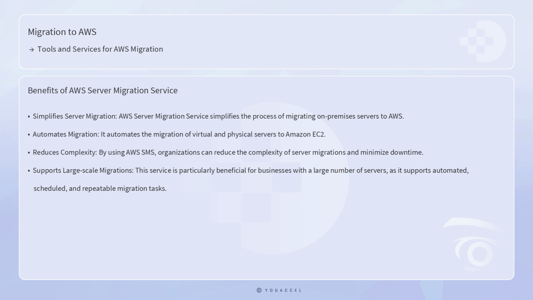This service is particularly beneficial for businesses with a large number of servers, as it supports automated, scheduled, and repeatable migration tasks. An example of its application is an e-commerce company migrating its web servers to AWS. By using AWS SMS, the company can automate the replication of its servers to AWS, ensuring a seamless transition with minimal impact on its online store operations.